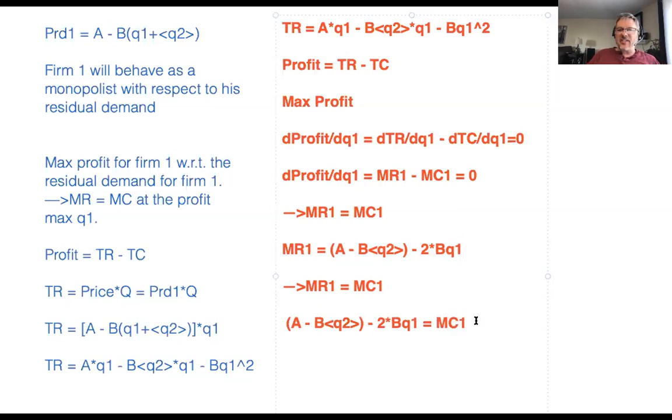and you know this MC1 will have some Q1 in it. So we'll just say that our MC1 is going to be linear. So it's going to be something like C1 plus D1 times Q1, right?